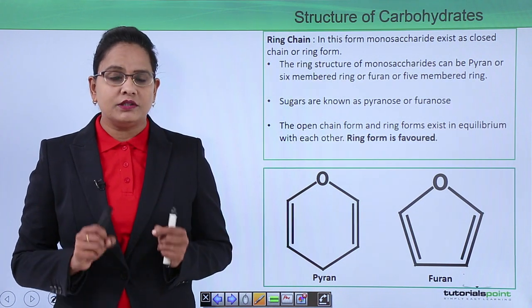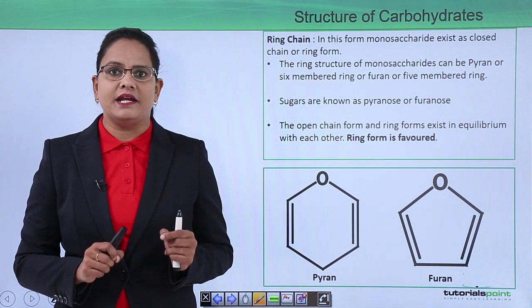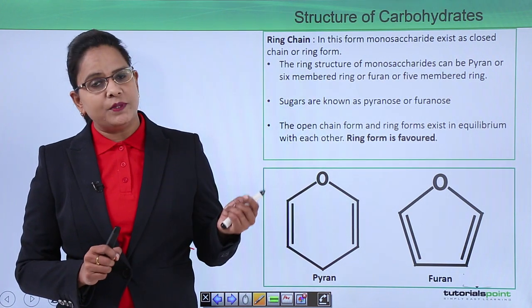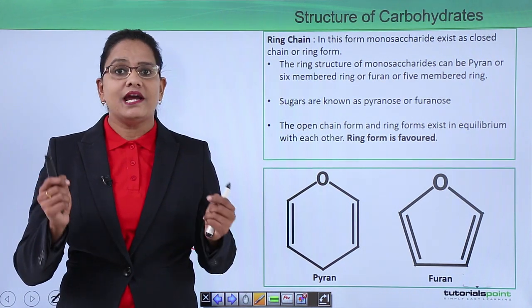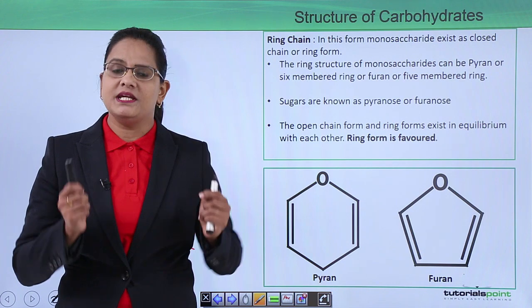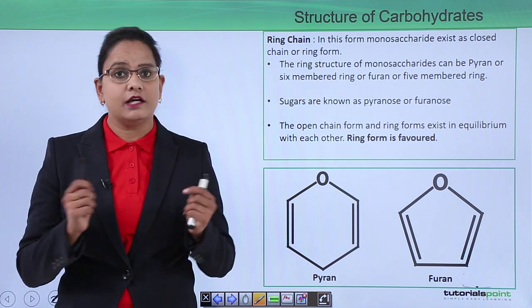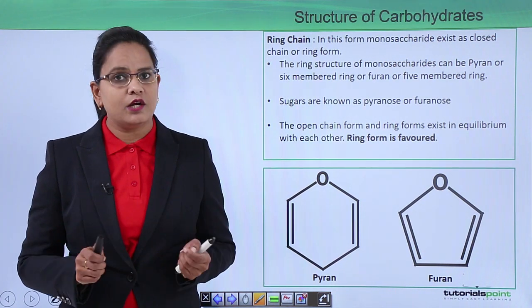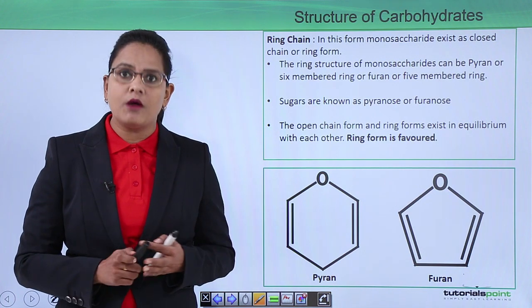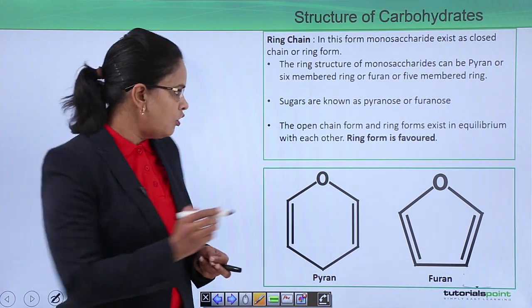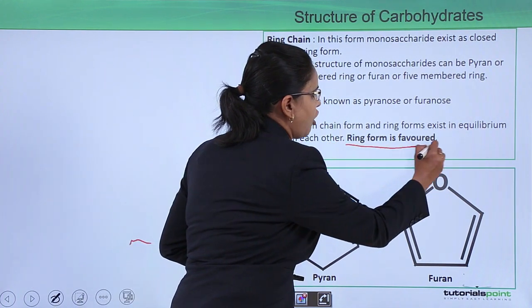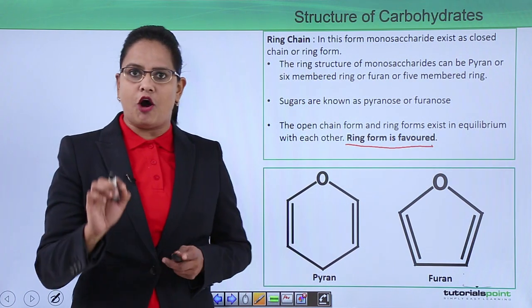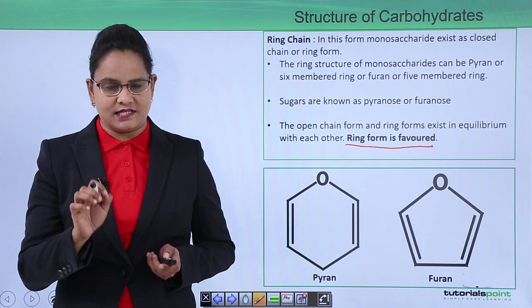Now, one more thing to be kept in mind is that both the open chain and the ring chain are in equilibrium with each other, means they are interchangeable, interconvertible. But in aqueous solutions, the ring form is more stable. So, always the ring form is the favored form in which the sugars exist.